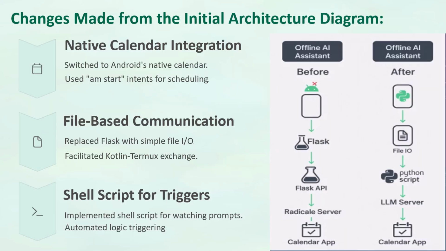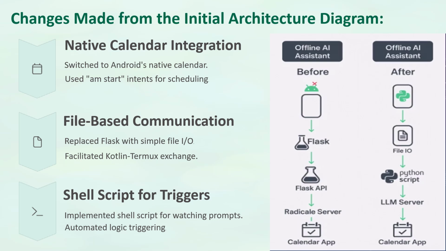Changes made from the initial architecture diagram. We made several architectural improvements. We replaced Flask with file-based communication for simplicity. We also switched to Android's native calendar using AM start intents and added a shell script to automate prompt detection and processing.